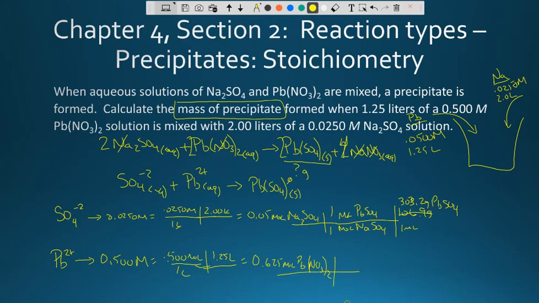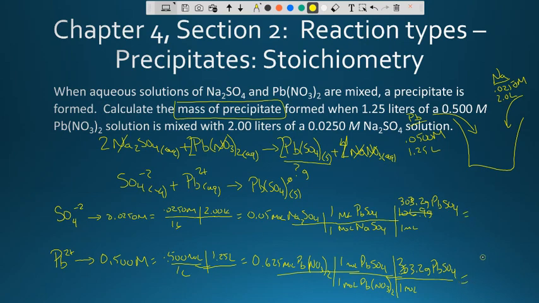Versus, okay, let's take a look at my lead nitrate in here. That ended up being a 1-to-1 ratio there, which works because that's a 2-to-2 ratio up here. Okay, so 1 mole of my lead nitrate to 1 mole of my lead sulfate. So that ends up being, oh, and then I got to convert that into grams. 1 mole ends up being 303.2 grams of lead sulfate.